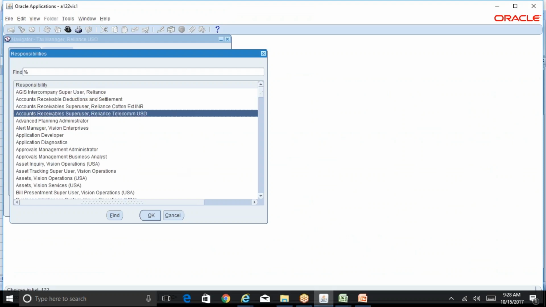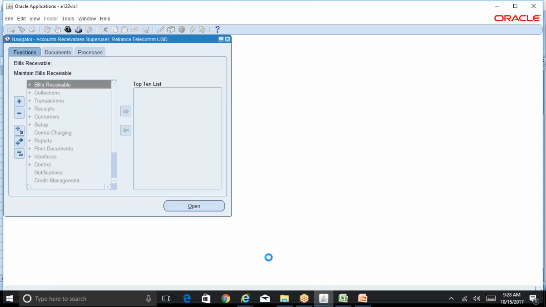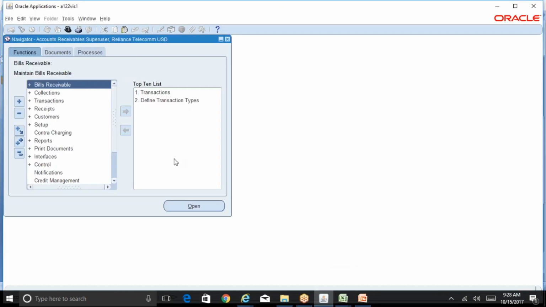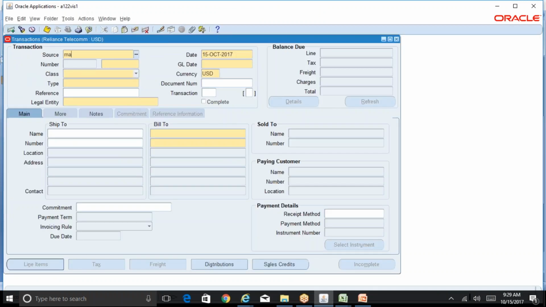Now go to Accounts Receivable Supervisor, Reliance Telecom USD. The reason being our configurations are for the Reliance Telecom. Transactions. Type, some invoice type. Okay.